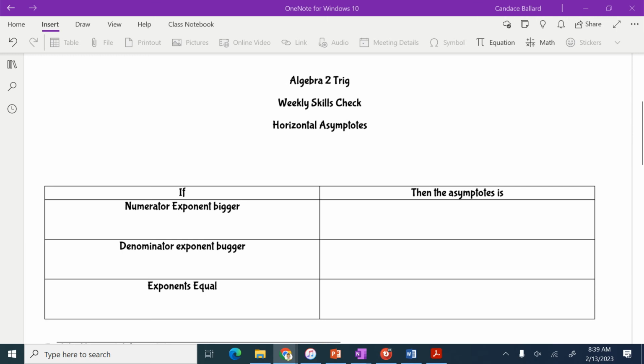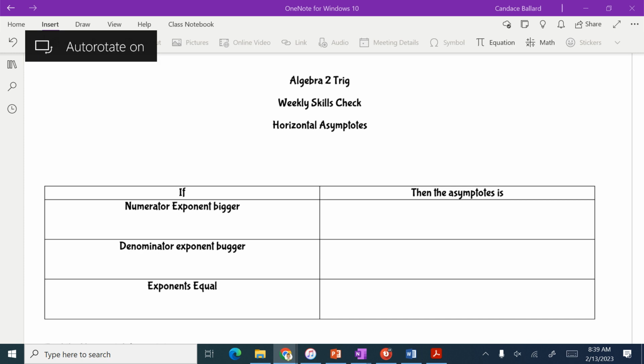So there's three different cases. Remember, we're still working with rational expressions. So we're working with a fraction. Okay, and I know it's kind of weird. We've been working with radicals. We've been working with rationals. We kind of put it all together here. So we are going to, there's three different scenarios that could happen.